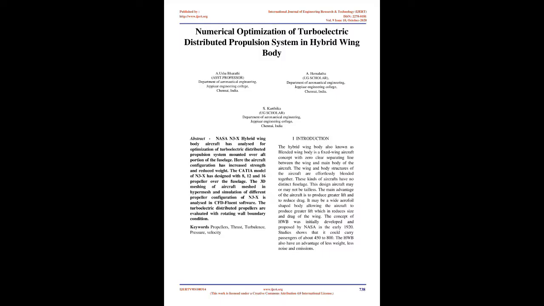Numerical optimization of turboelectric distributed propulsion system in hybrid wing body. Abstract. The NASA N3X hybrid wing body aircraft has been analyzed for optimization of a turboelectric distributed propulsion system mounted over the aft portion of the fuselage. Here the aircraft configuration has increased strength and reduced weight.